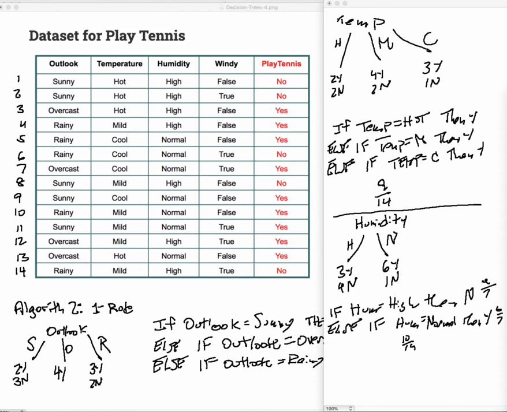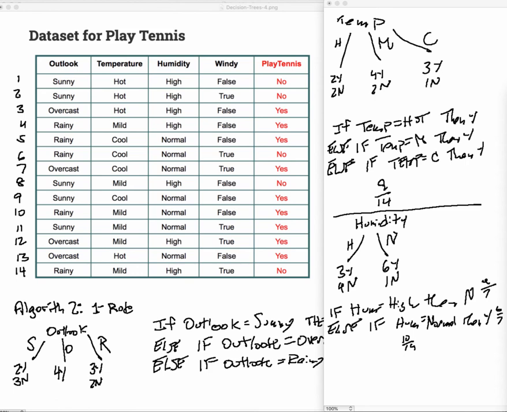So we can see that basically the humidity one rule and the outlook one rule are slightly more accurate than either temperature or windy, and both of these are more accurate than majority rule. So the question is what do you do in a tie? And the answer is you can pick either one you like.